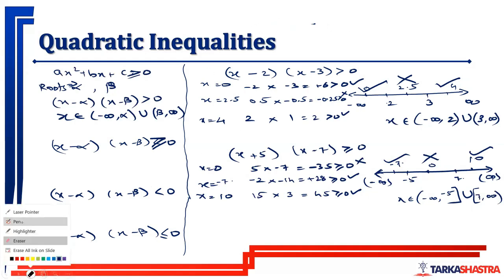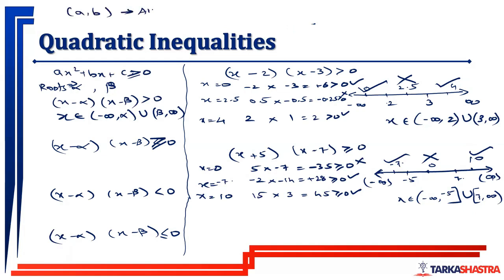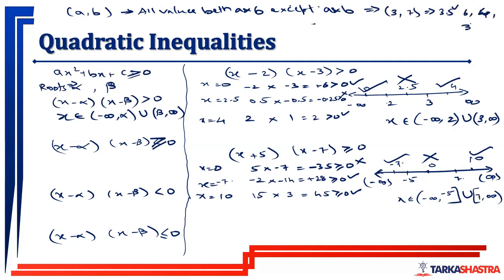So, whenever we have (A, B) with round brackets, it means all values between A and B except A and B. Okay, so this is the range. For example, if I say 3 to 7, so 3.5 will work, 6 will work, 4 will work. But 3 will not work. 3 is not included in the range, and 7 is not included in the range.